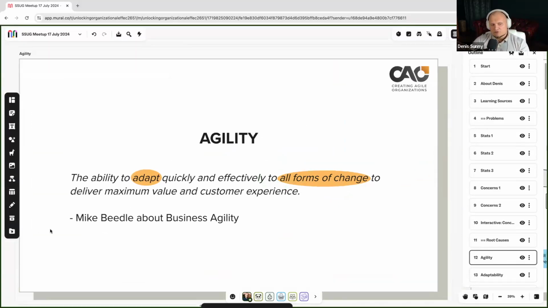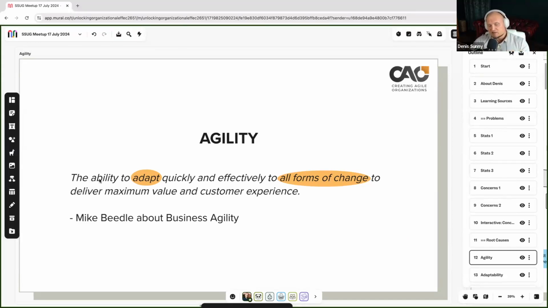So I will use this definition of agility. Of course, everyone can improve it from their own angle. But just to be on the same page for this session, when I speak about agility, I will keep this in mind. This is given by Mike Biddle, and that was for business agility. I don't differentiate, honestly, because for me, whatever we are doing is for the business anyway.